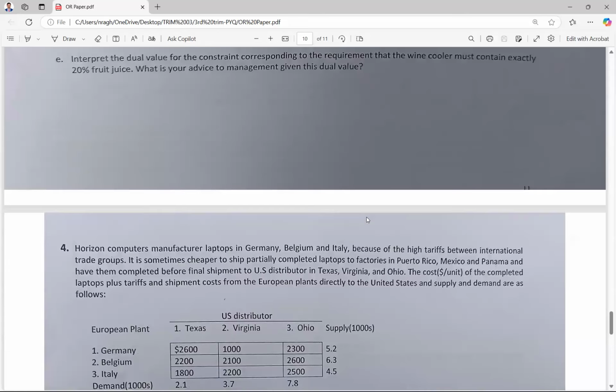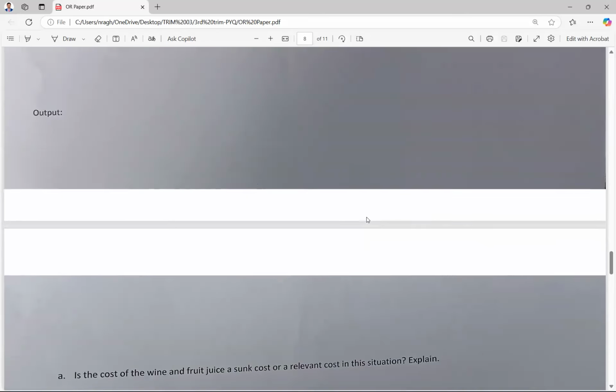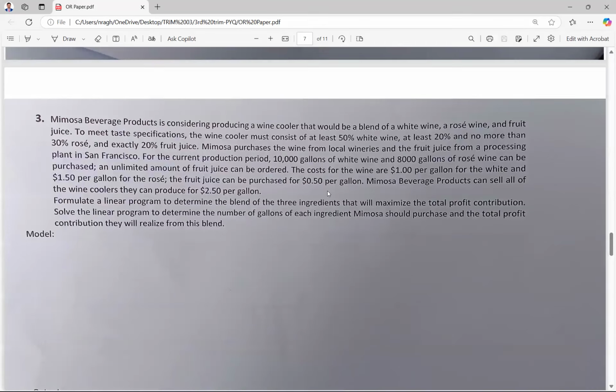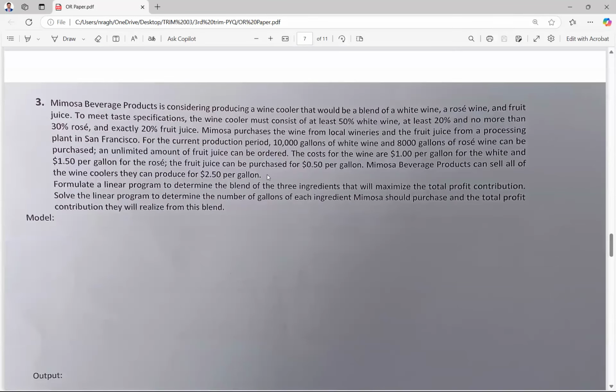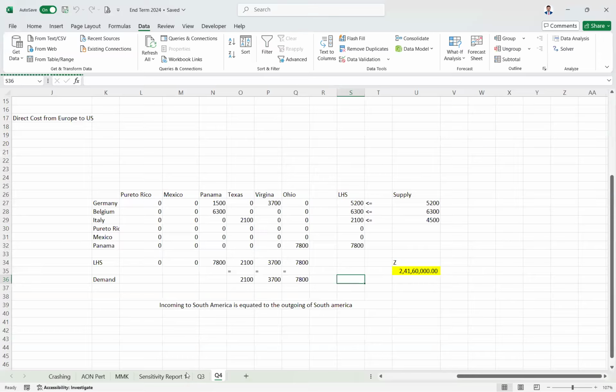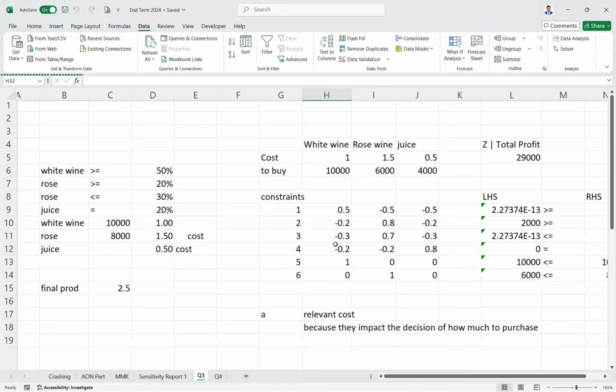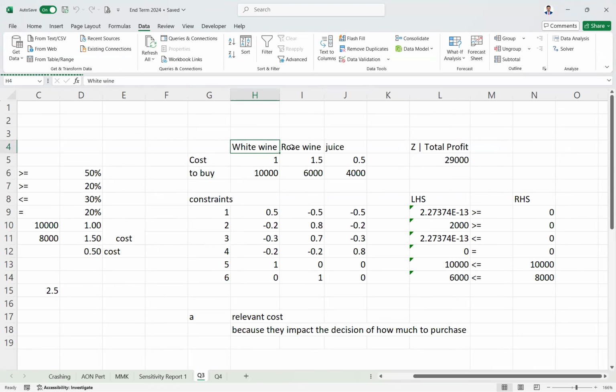Okay, so the third question, let me just run it because we don't have much time, only 9 minutes of recording left. In this question, they are mixing three different products, white wine, rose wine, and juice. They are trying to make a drink which is a composition of these three things. The cost of white wine is $1 per gallon, rose wine is $1.5, and juice is $0.5.